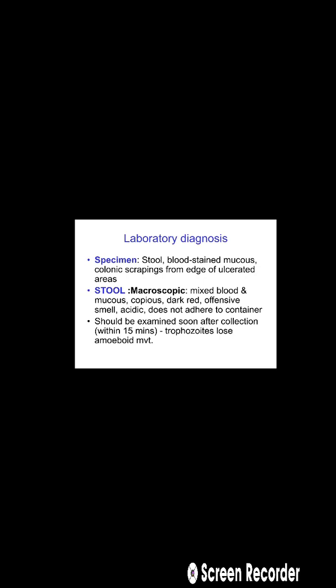Now, the sample of choice is a stool sample in a diarrhea or amoebic dysentery patient, blood-stained mucus, or colonic scraping from the edge of the ulcerated areas by colonoscopic method. Stool should be examined macroscopically. You have to observe the consistency and amount of the stool. Is it mixed with fresh blood or not? Is it mixed with mucus or not? What is the color of the stool? What is the smell? Is it acidic or alkaline in nature? Is it adhered to the container or not? This macroscopic gross examination gives many clues.